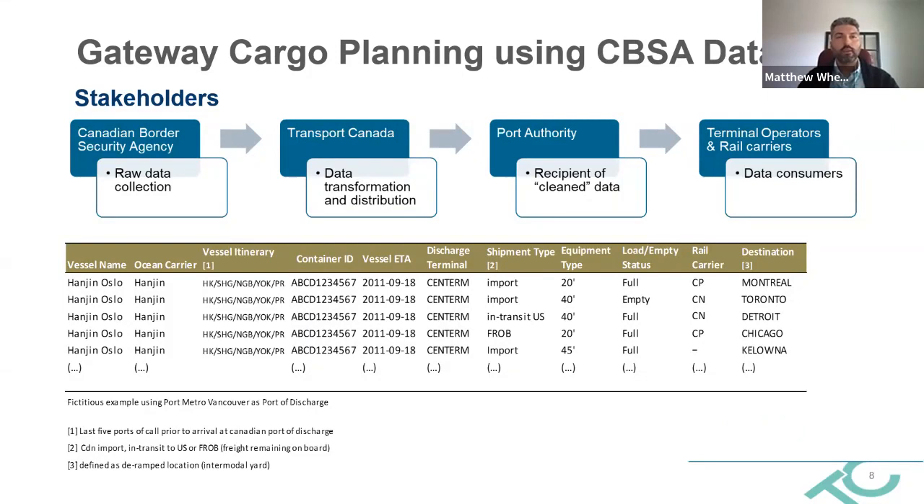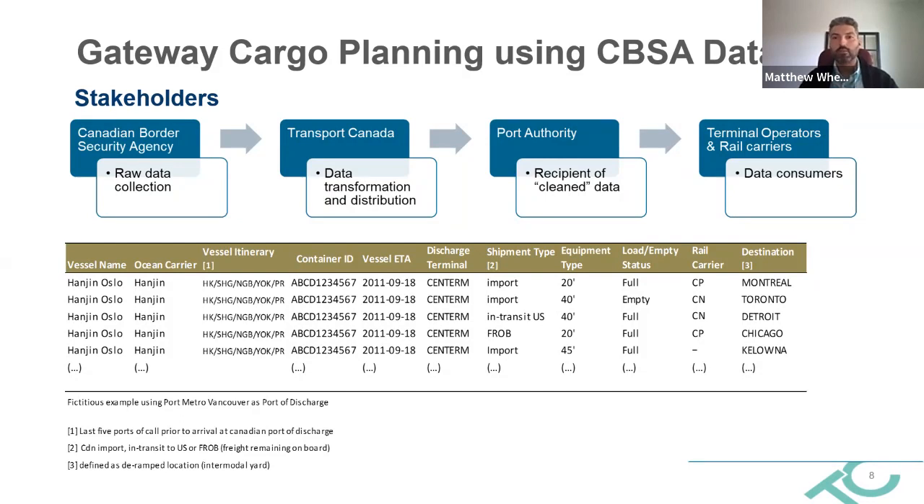So you can see there's a lot of stakeholders involved in this, starting with the Canadian Border Security Agency, who collects the raw data, Transport Canada, who receives the data and transforms it, the port authorities, who are the recipients of this clean data, and then their data consumers being the terminal operators and rail carriers. And Transport receives 2 data sets from this Pathfinder program we have related to what we call marine conveyance. Essentially, when all vessels arriving in Canada have to declare cargo to the Canadian Border Service Agency in order to have that cargo imported into Canada.